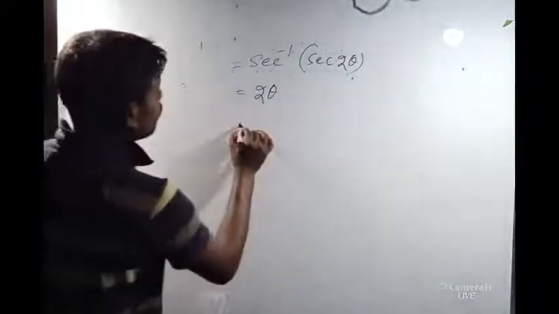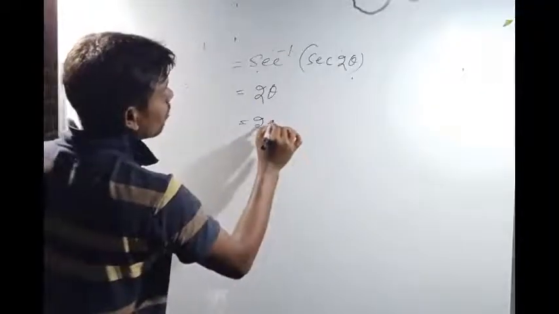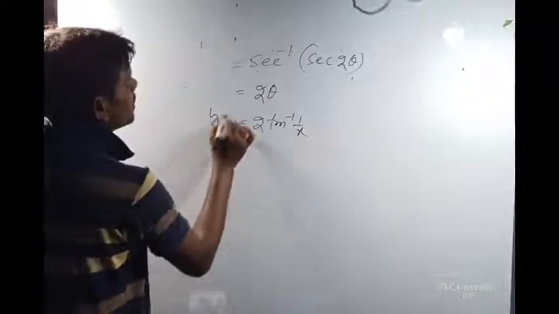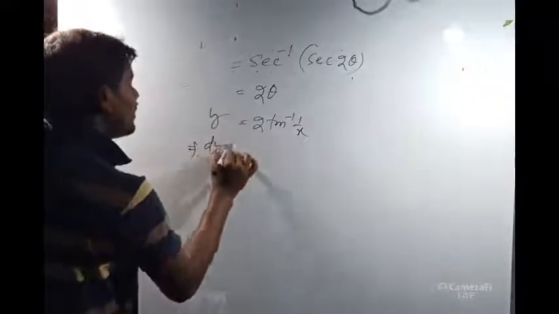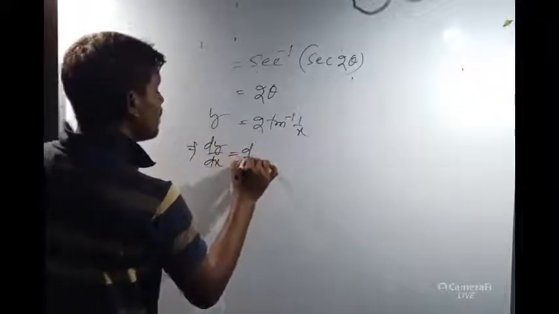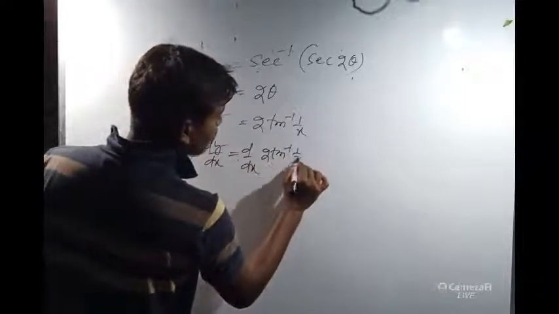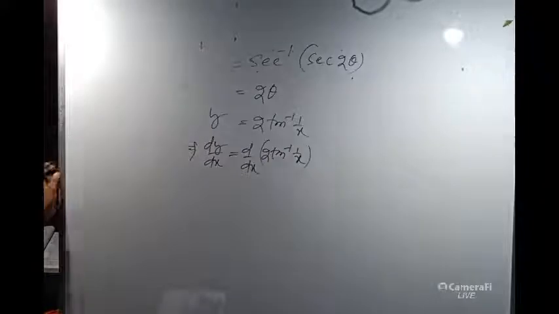Now 2 is here and θ equals tan inverse 1/x. Okay, this is y. Now dy/dx equals d/dx of 2 tan inverse 1/x.